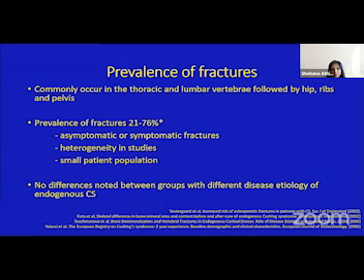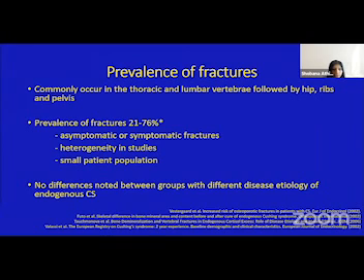When we look at the prevalence of fractures in patients with overt Cushing syndrome, there have been several studies, which I've summarized together in this slide. What they've commonly found is that fractures occur in the thoracic and lumbar vertebrae most commonly, followed by hip, ribs, and pelvis. There is a very wide range of prevalence reported, anywhere between 21 to 76%. The smaller percentages are based on studies that looked at symptomatic fractures reported by patients, or where they presented with symptoms, and the larger percentages were based on asymptomatic fractures identified on patients' imaging.